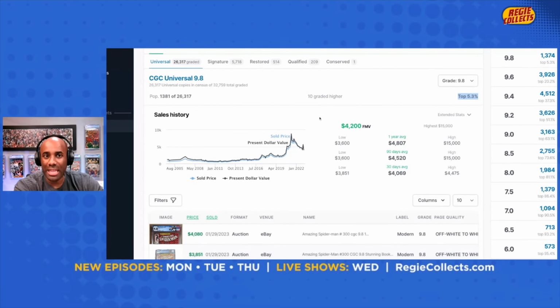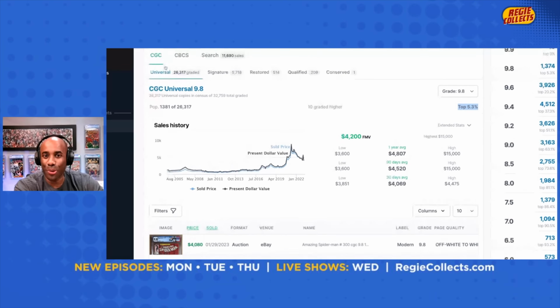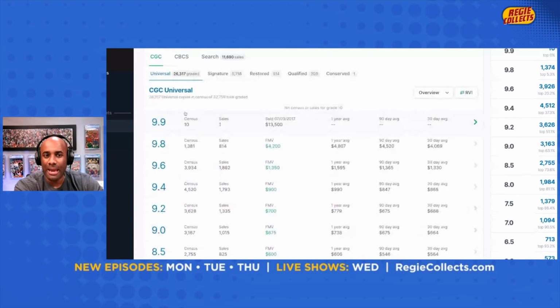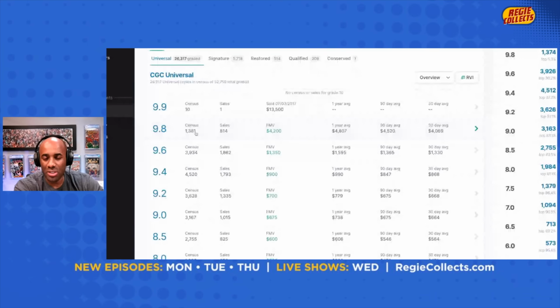And it's important to point that out because we're trying to use some data to sort out why this is the case. And again, you can see the 9.9s, there are 10 of them. There's only been one sale, and that book went back in 2017 for a crazy amount of money. But as you look at the data, again, what you see here is a relatively small census number for the 9.8. You can see the FMV, and again, we'll just focus on the high level numbers here. FMV of $4,200. When you look at the 9.6, the census count more than doubles as you go from the 9.8 to the 9.6. The value also comes down dramatically.